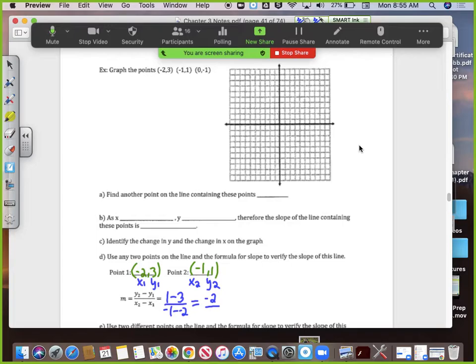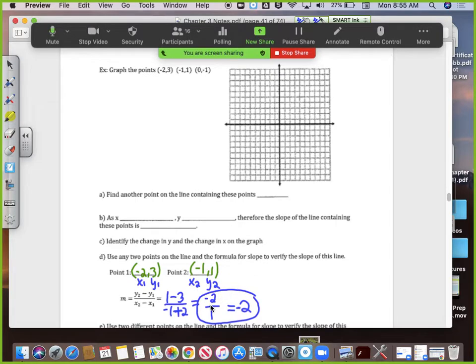-1 minus -2 is really -1 plus 2, and -1 plus 2 is 1. The slope of this line is -2 over 1, which simplifies to just -2. Either way, these answers are the same. Oops, I didn't mean to put +2. It should be a -2. Either way, these two answers are the same.